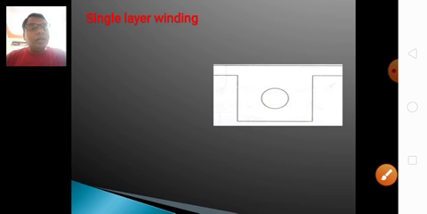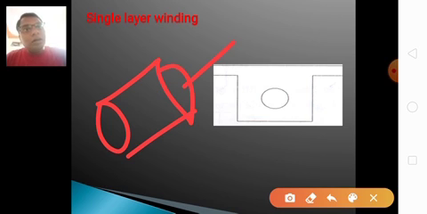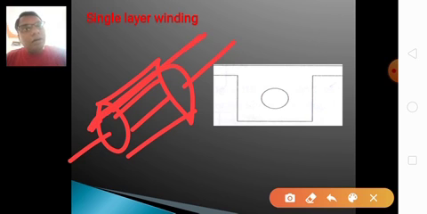Yeah, it is single layer winding. What does single layer mean? Suppose this is the armature and these are the slots. If each armature slot has only one single conductor, that is known as a single layer winding, right?